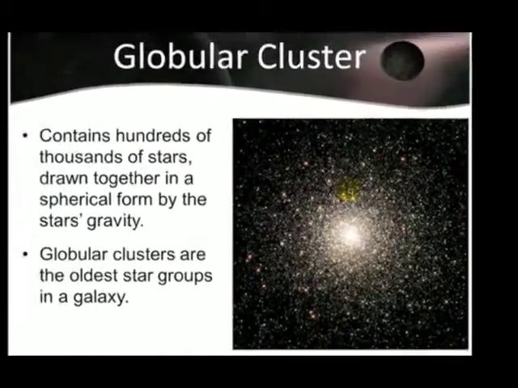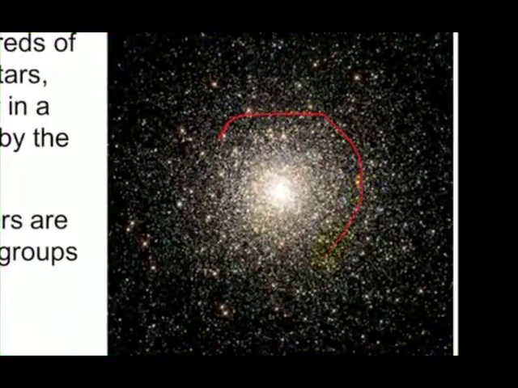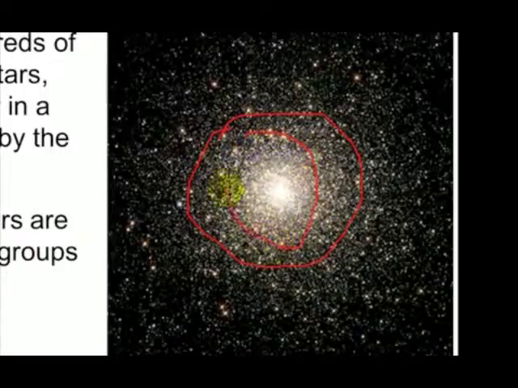Globular cluster contains hundreds of thousands of stars drawn together in a spherical form by the stars' gravity. The globular clusters are the oldest star groups in a galaxy. In contrast to the open cluster, globular clusters have enough gravitational force to pull all the stars in to make a small group.